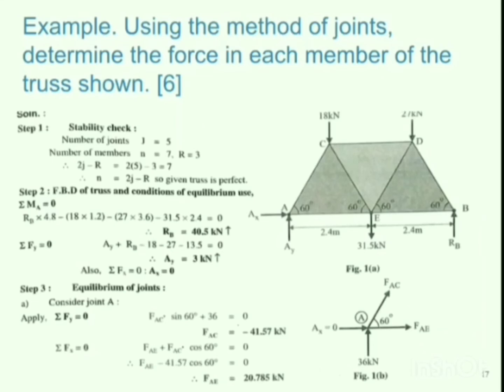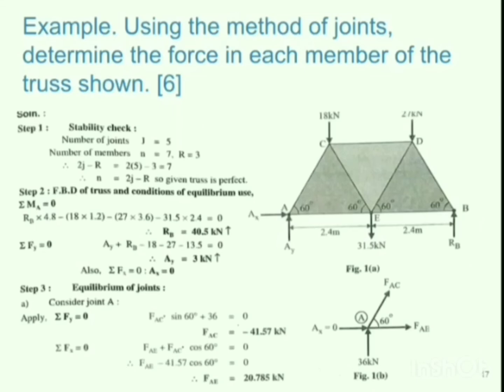Now what does this mean? FAC, we got the value as minus 41.57 kilonewton. That means we have assumed FAC to act in a direction away from the joint, that is it carries a tensile force, but after analyzing we got the value as negative. This negative value implies that our assumption, that is FAC acting away from the joint, is incorrect.